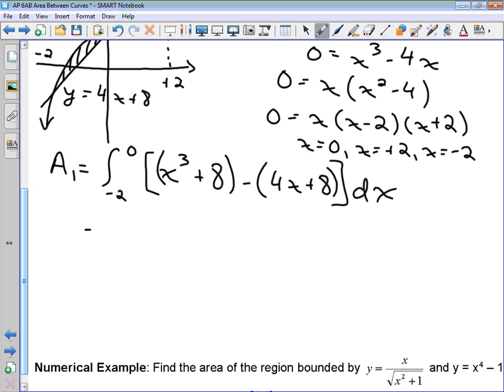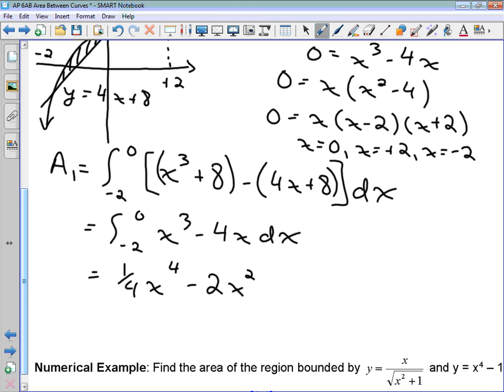So what is this going to be? The integral from -2 to 0. I can cancel out those 8s: x cubed minus 4x dx. The antiderivative is 1/4 x to the power of 4 minus 2x squared, and I'm evaluating this from -2 to 0.